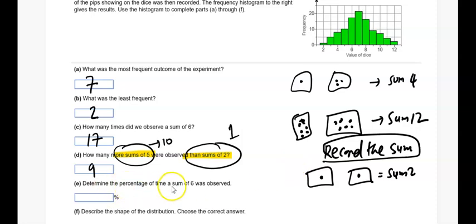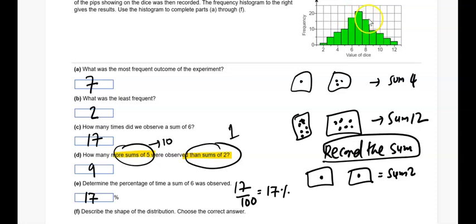Determine the percentage of the times a sum of 6 was observed. How many times did you observe a sum of 6? 17 times. 17 out of 100 gives you 17%. So the answer is 17%.